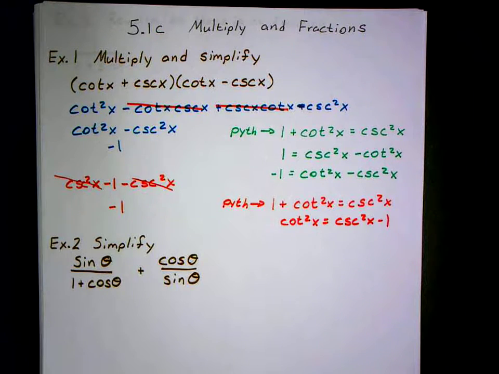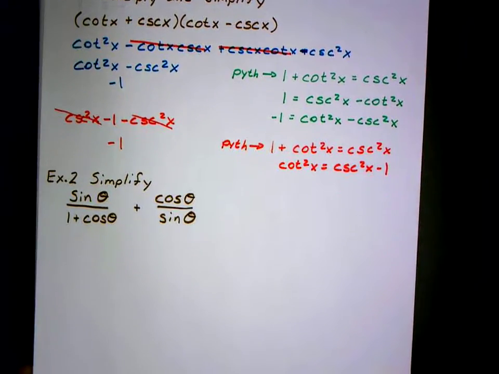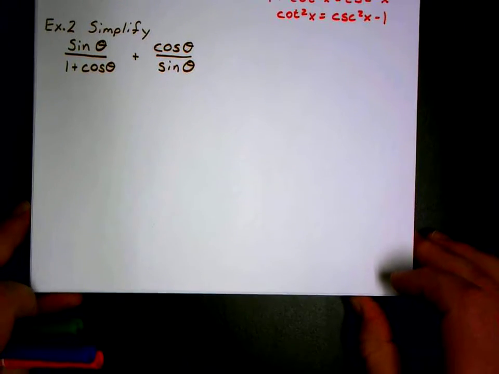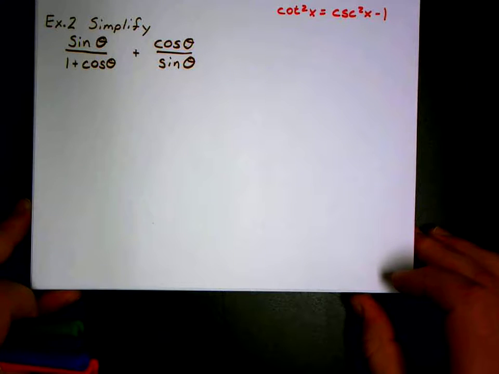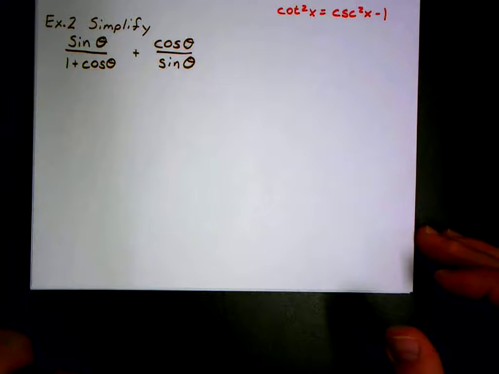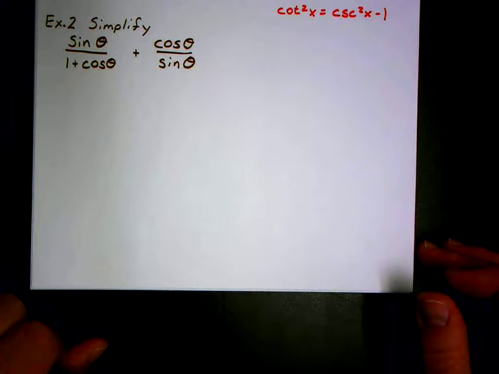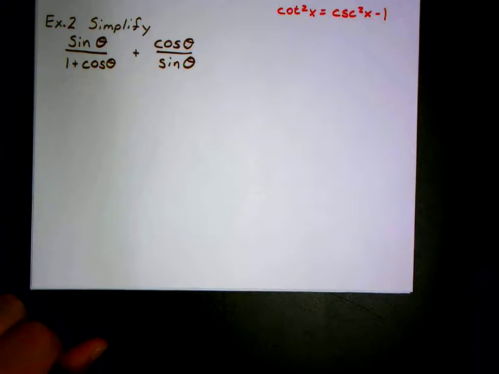Okay, with example 2, you're going to be given something that looks like that, and you're just going to be asked to simplify. Anytime you're given something like this, you always want to start by just adding your fractions together. Get like denominators and add them together.